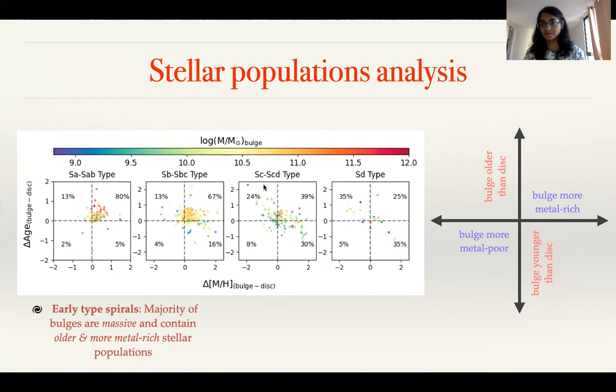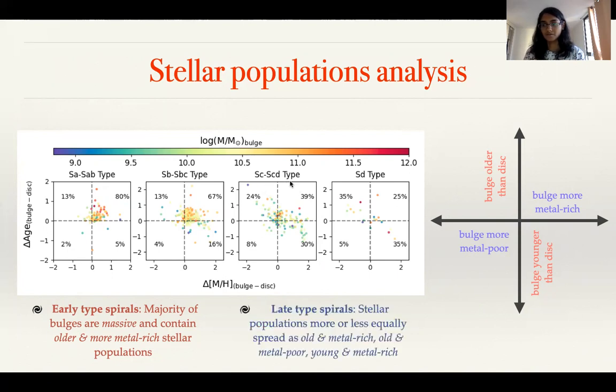And at this point, in the SC and ST types, these show bulge stellar populations that are more or less equally spread as old and metal rich, old and metal poor, and young and metal rich compared to their disks. Clearly, the bulges of the late spirals show disk-like behavior in their star formation histories as well as stellar populations.